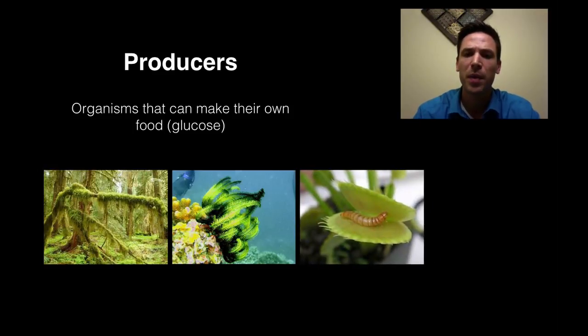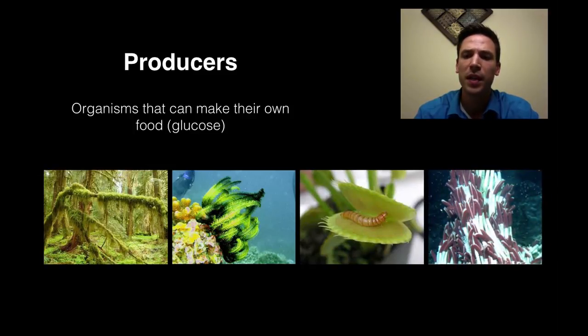Sometimes students ask me, well, what about carnivorous plants like Venus flytraps that eat insects? Are they producers? They are. They do photosynthesis, they're making food. They actually eat insects in order to make up for the nutrients that are lacking in their soil. But because they make sugars, they do photosynthesis, they too are producers.